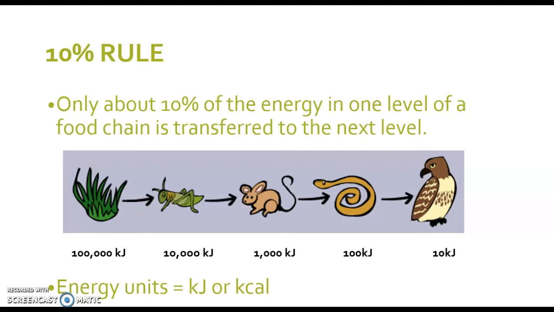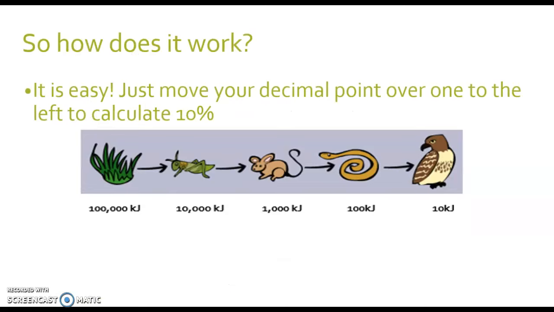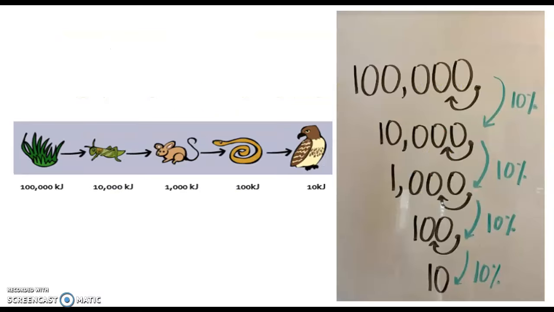Energy units are seen as kilojoules or kilocalories. What I'm going to show you now is how to actually calculate 10% of energy. The good thing is, it's easy. All you have to do is move your decimal point 1 over to the left to calculate 10%. Let me give you an example that I have already done. I use the same food chain that you've seen since the first slide, and you're going to notice that there's energy numbers at the bottom. We start from 100,000 to 10,000 to 1,000 to 100 to 10.